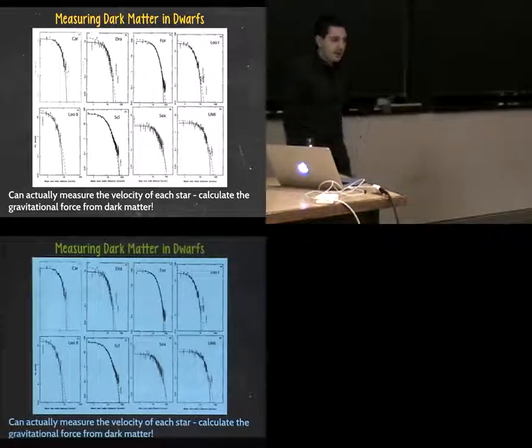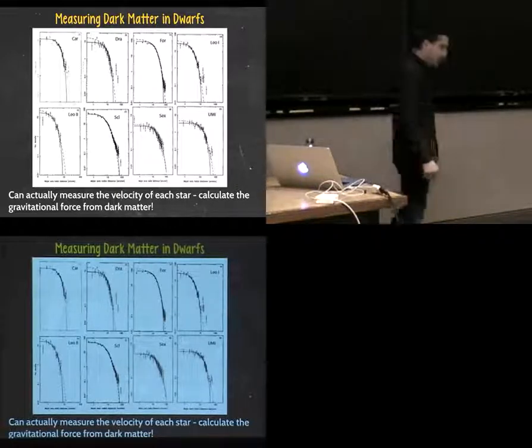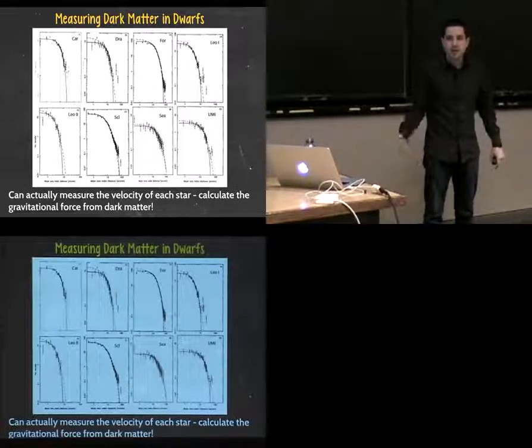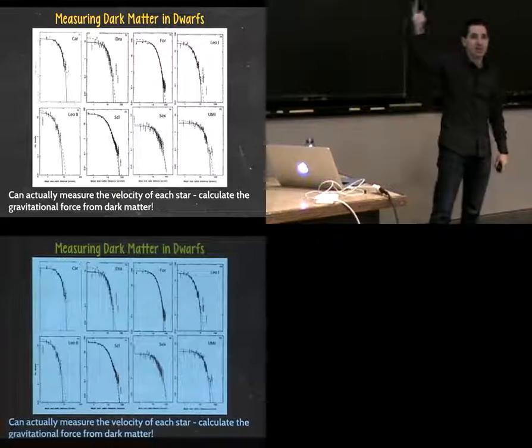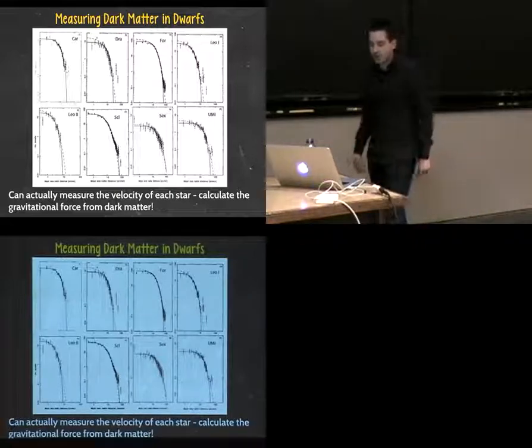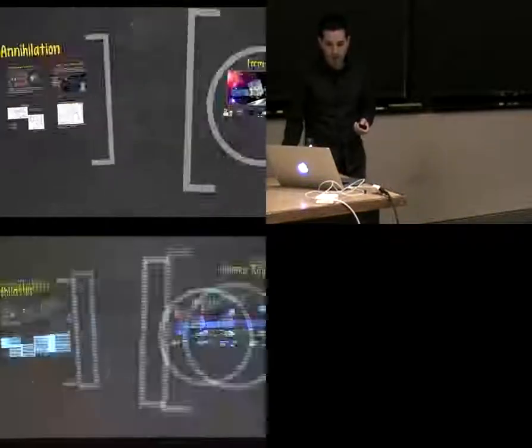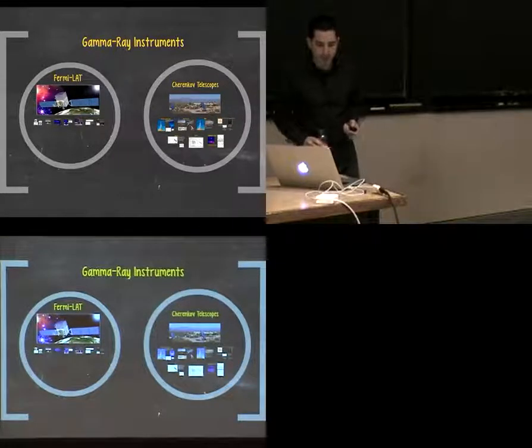So dwarf galaxies are actually really nice. They're the one place where there's a lot of dark matter, and I can just measure how much there is and where it is. So they're kind of the primo targets for dark matter indirect detection.